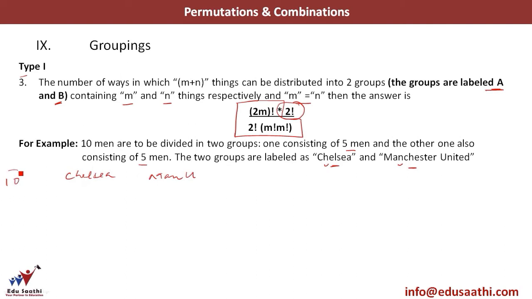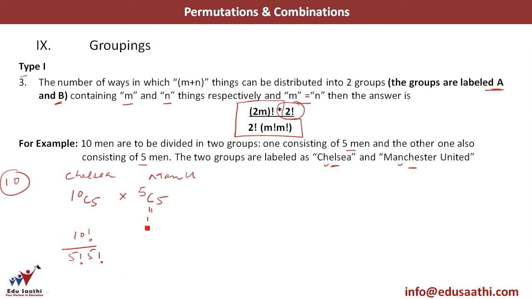I have 10 people. Let's say I have to choose 5 here first. So I'll choose in 10C5 ways. Out of the remaining 5, all of them have to go to Manchester United. So multiplied by 5C5, which is nothing but 1. So what is my answer here? 10 factorial divided by 5 factorial divided by 5 factorial.